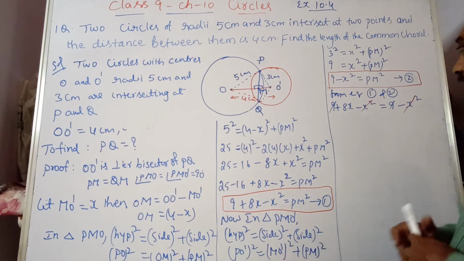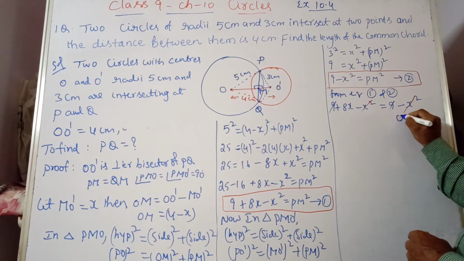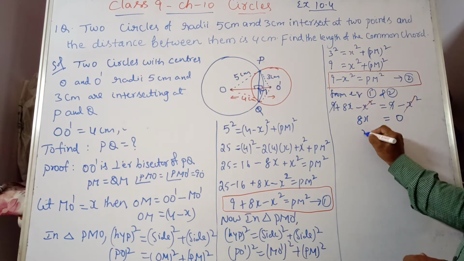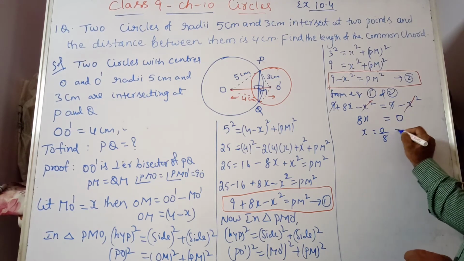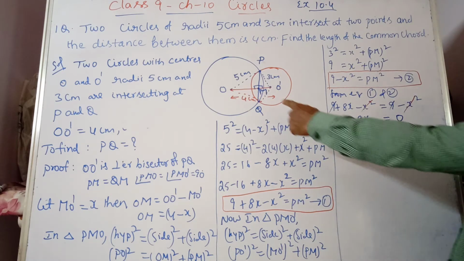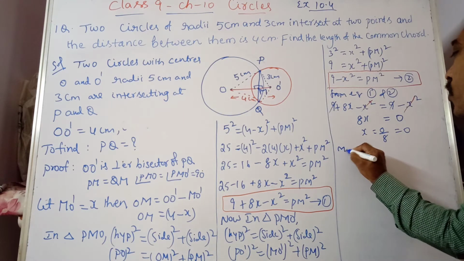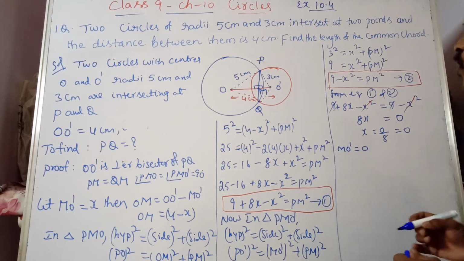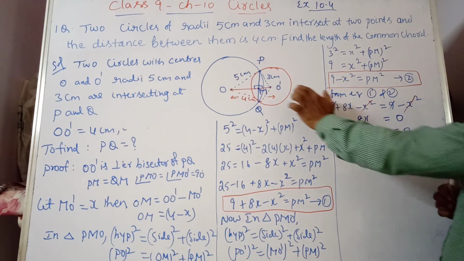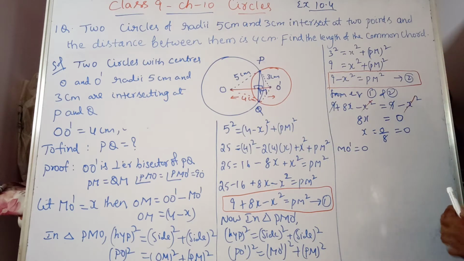Now what is left over? This side is completely 0 because all the terms are cancelled. So we got 0, which is equal to 8x. 8x is equal to 0, then x is equal to 0 by 8, which is equal to 0. We got the x value as 0, and we assumed MO' is x, so MO' is 0. Meaning, from here to here there is no distance. What is the meaning of that? Can you say?